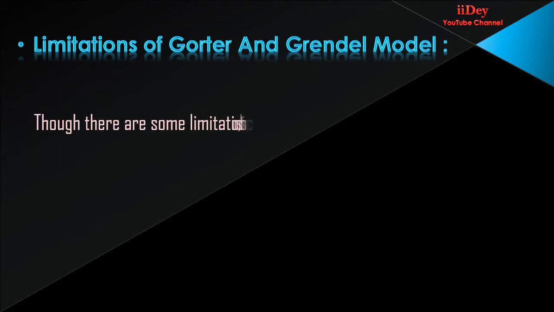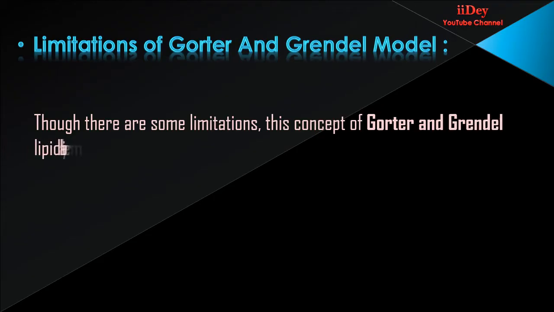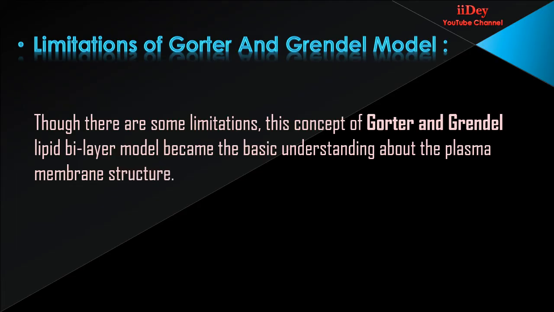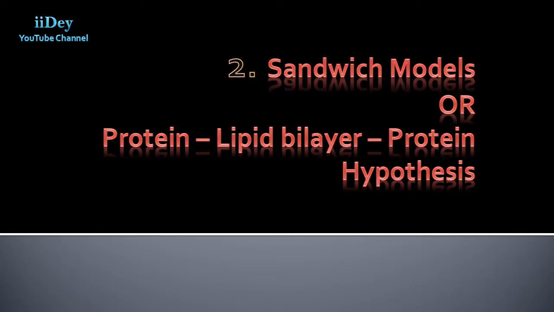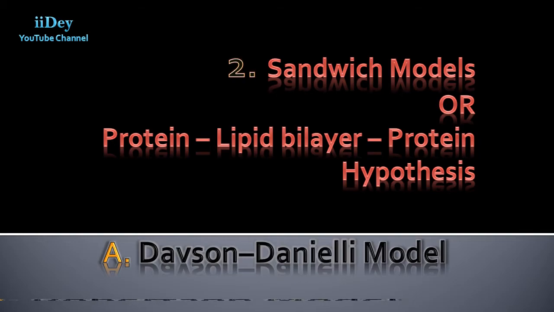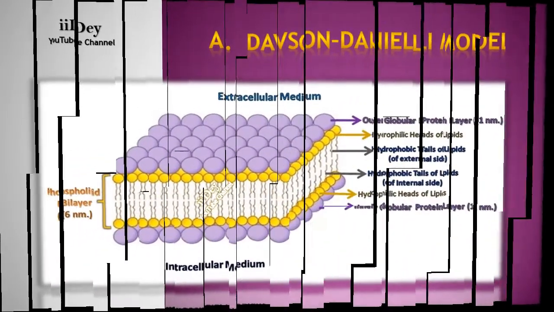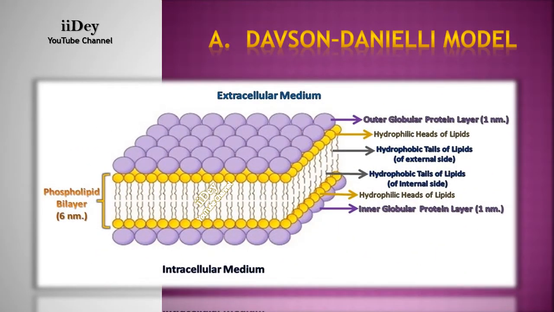Though there are some limitations, this concept of the Gorter and Grendel lipid bilayer model became the basic understanding of plasma membrane structure. Number 2. Sandwich models, or the protein-lipid bilayer-protein hypothesis. There are two sandwich models, proposed by the scientists Davson-Danielli and Robertson. First, we shall discuss the Davson-Danielli model.